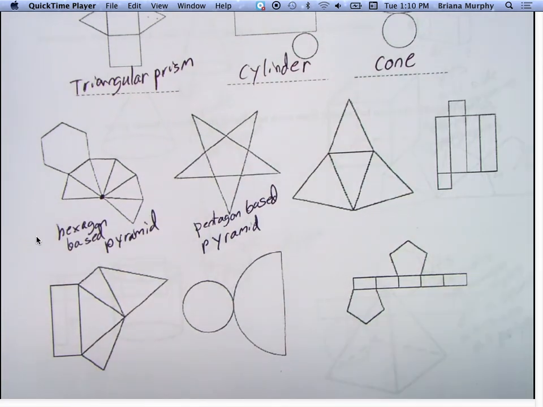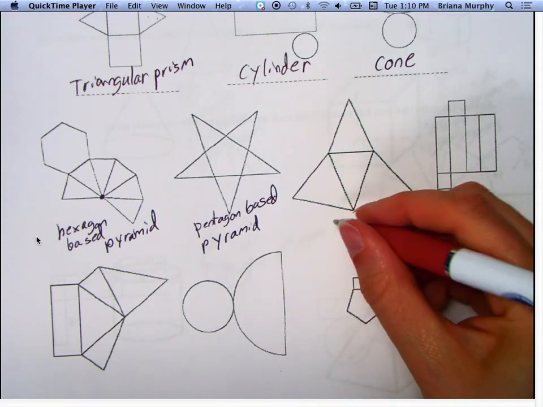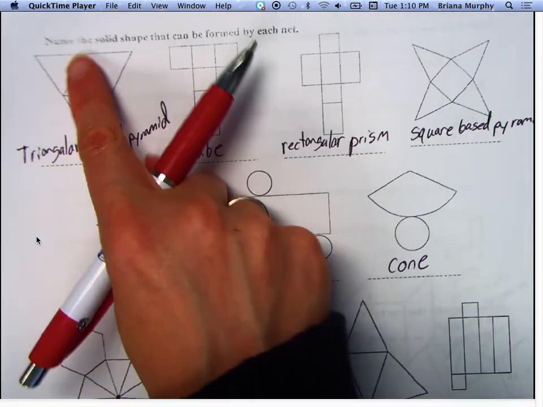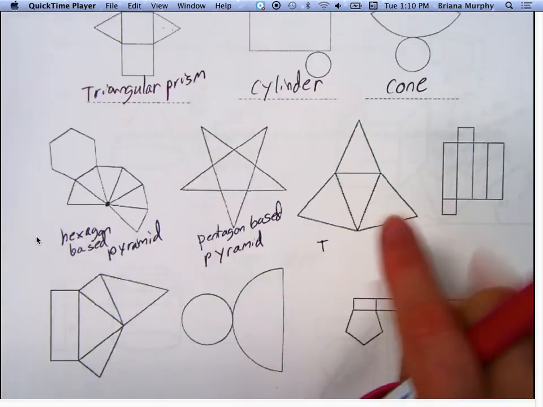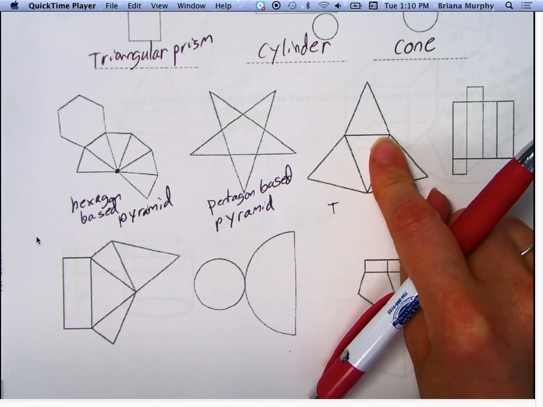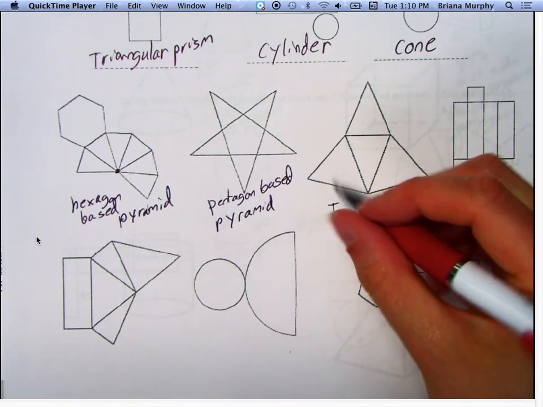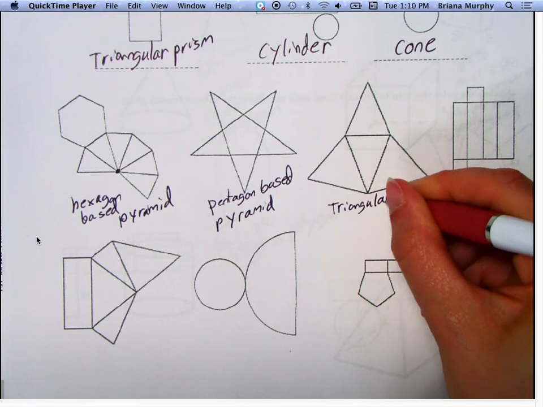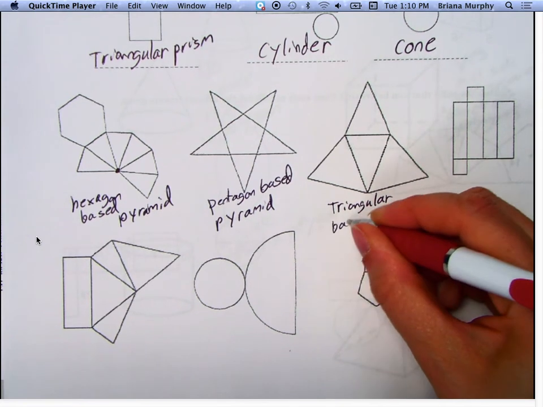This is going to be a triangular pyramid. It is, but it's a different shaped triangle. This was an equilateral triangle. This looks like an isosceles triangle. If we wanted to be really specific, we could write that, but I think we're okay. Triangular based.